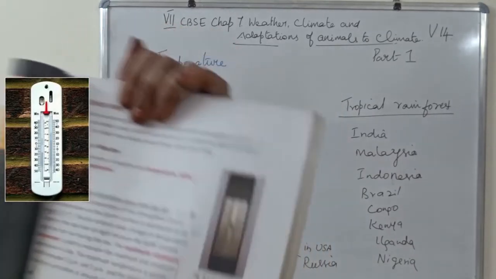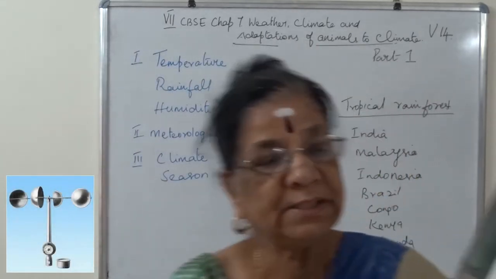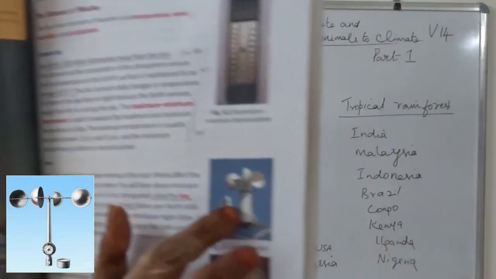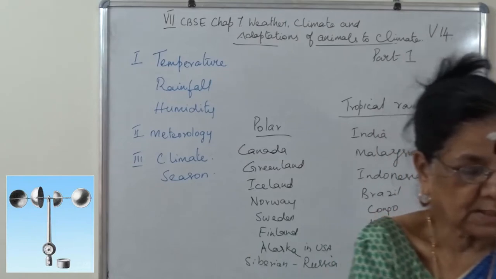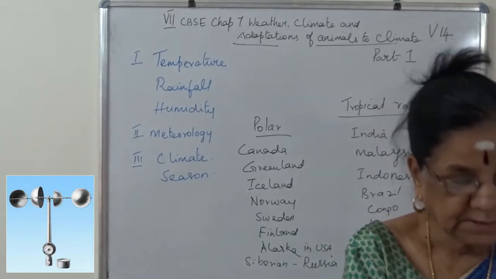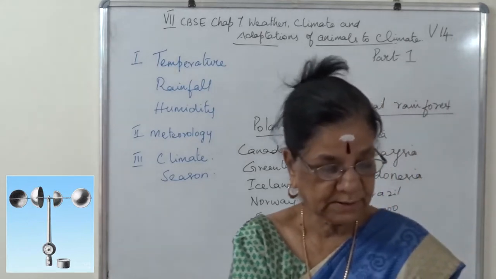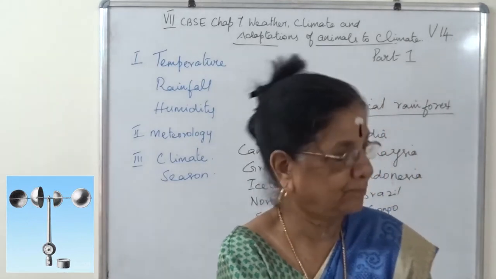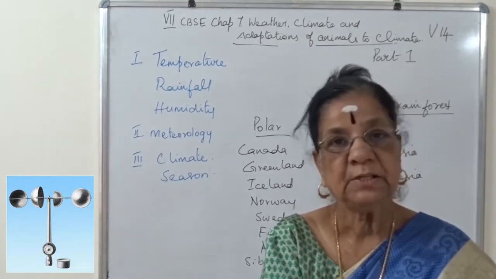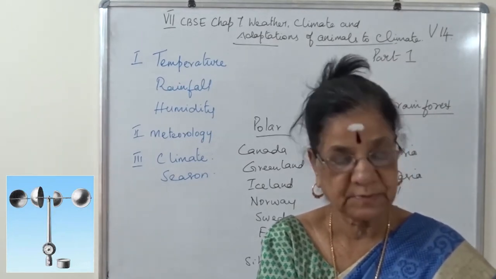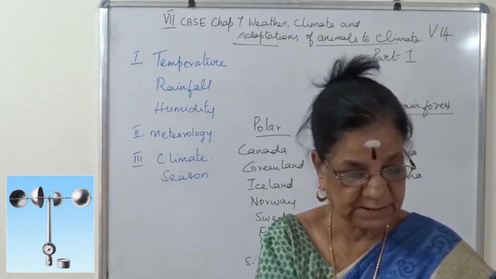I hope you understand. The next one, wind. It is anemometer. See the picture, wind, anemometer. Wind is caused by uneven heating of the land. Wind affects the weather of a place to a great extent.